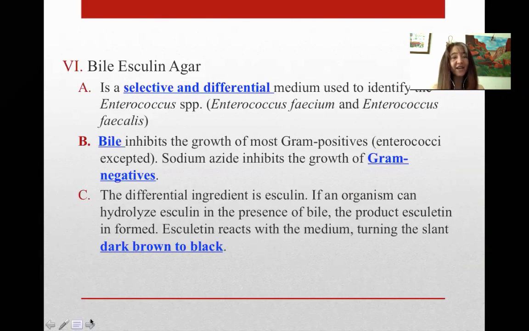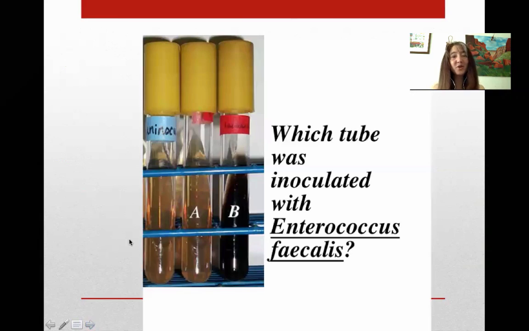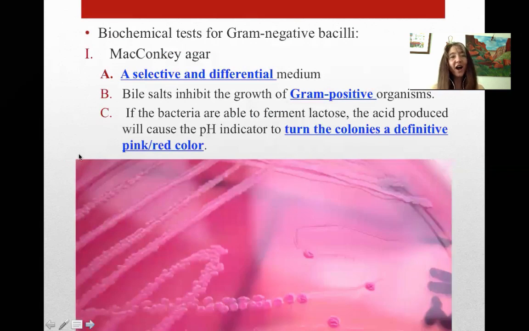So we'll look at a picture where we can see one that's uninoculated and one that's negative, and then notice that Enterococcus fecalis turns this entirely black, showing us that esculin has been metabolized in the presence of bile. And we can say, hey, you, B, right there, you are Enterococcus fecalis. Sweet.